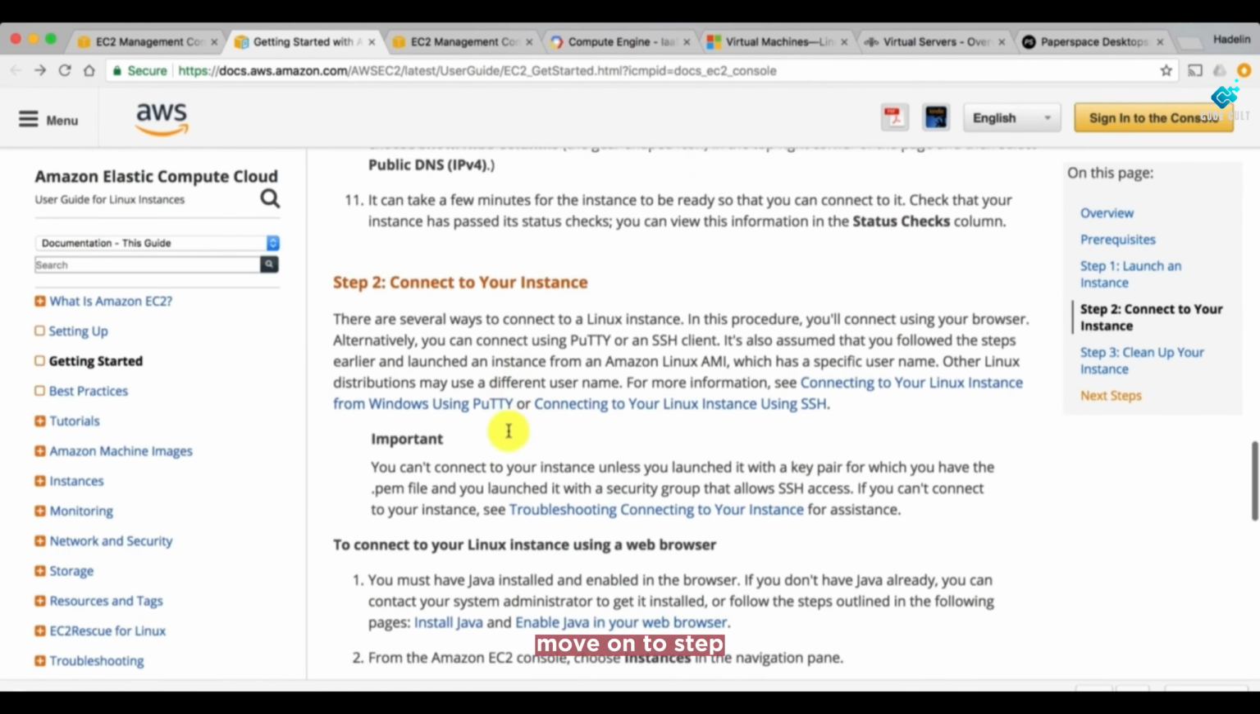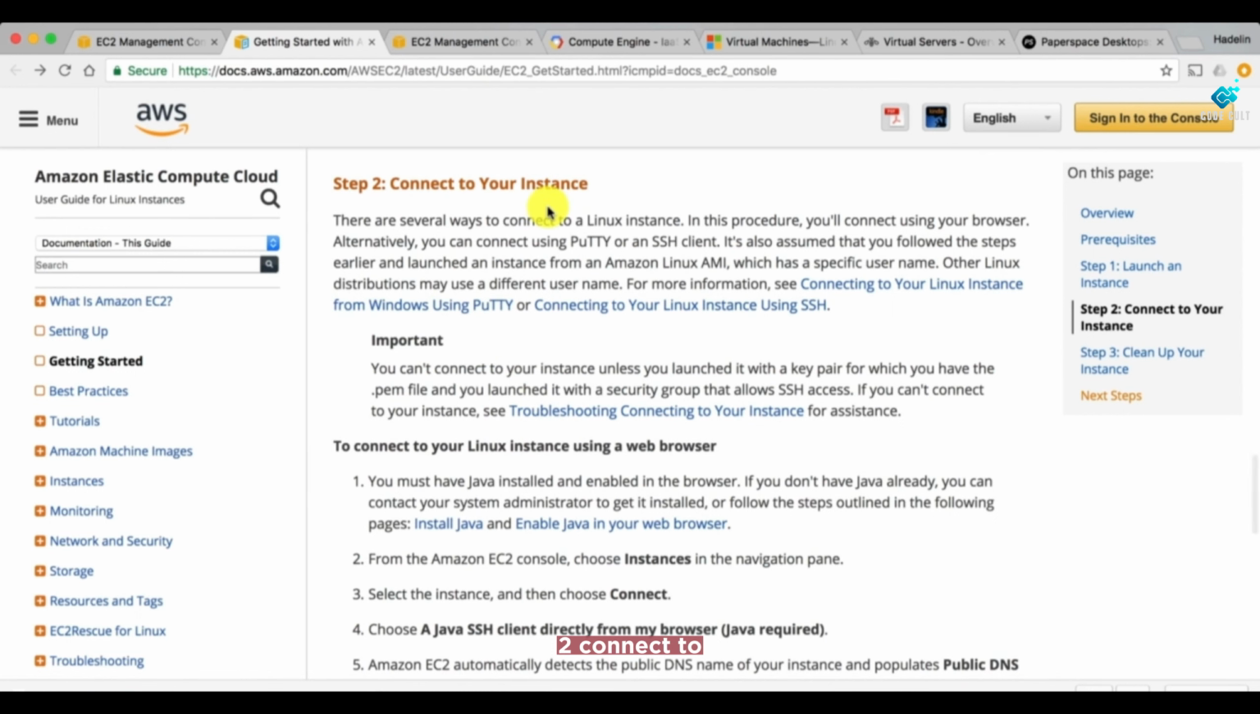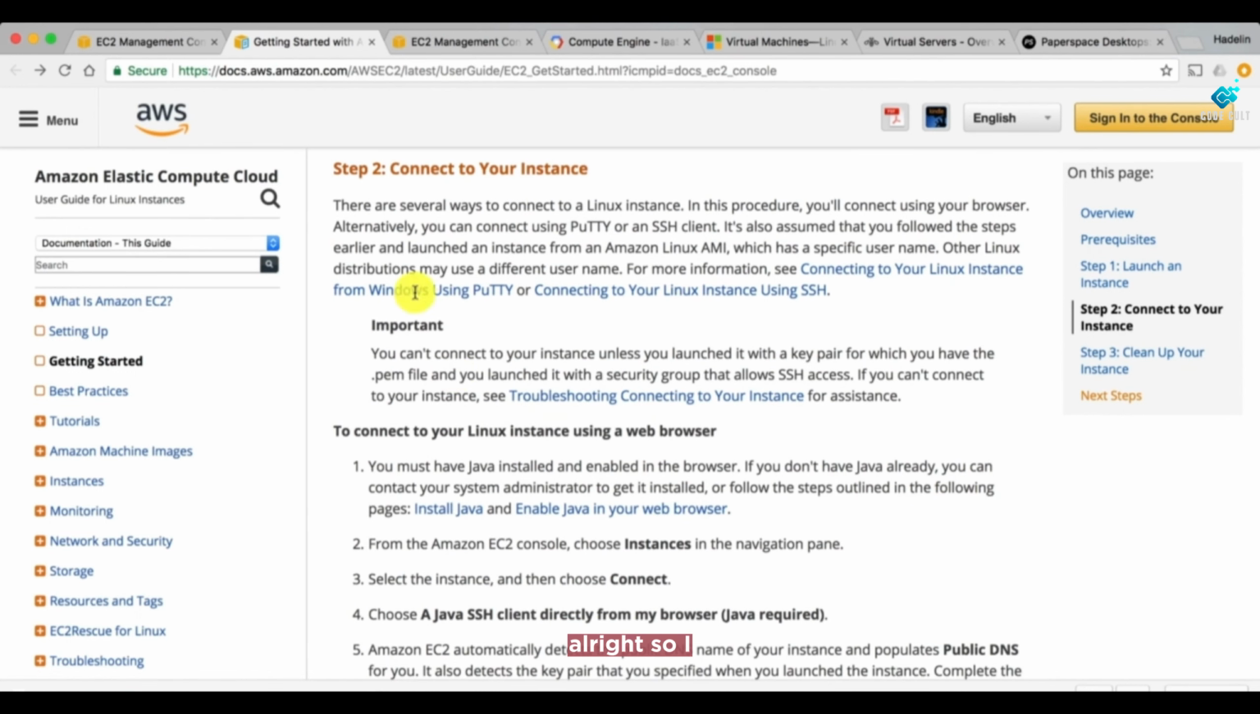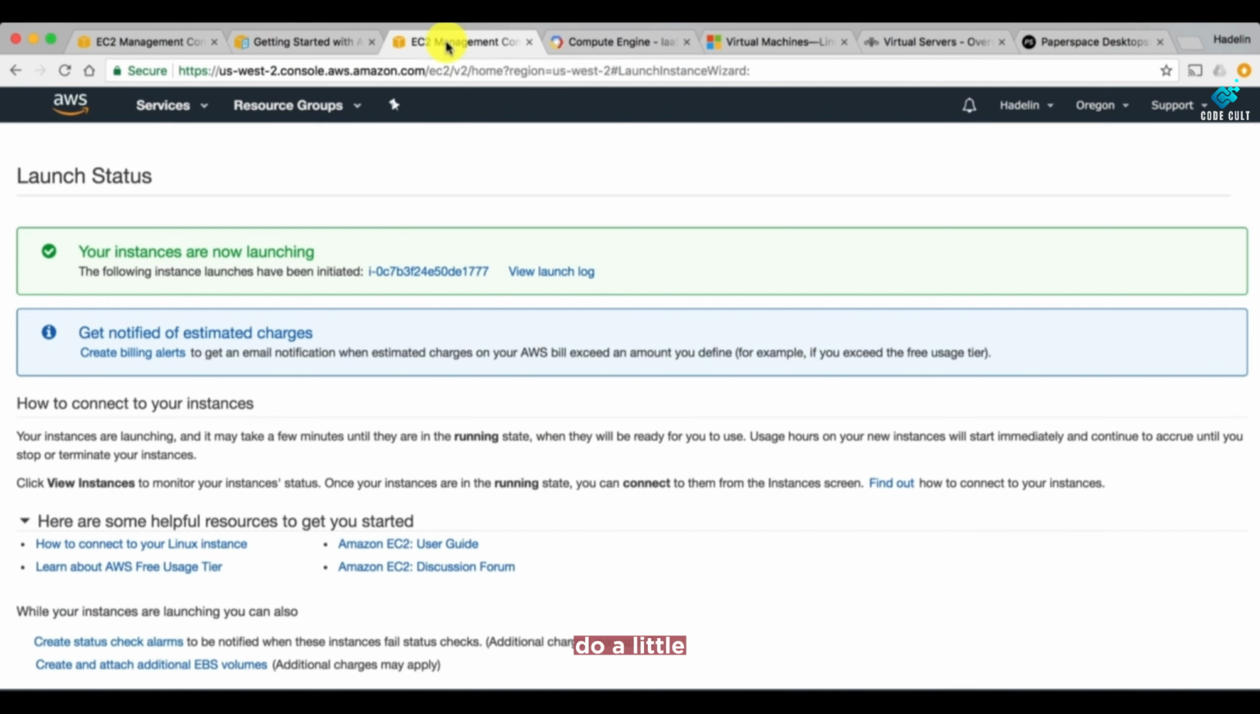And then we can move on to step 2, connect to your instance. Alright, so I just wanted to guide you a little bit, do a little bit with you the steps on how to connect to an instance. Then you just need to follow the next steps.